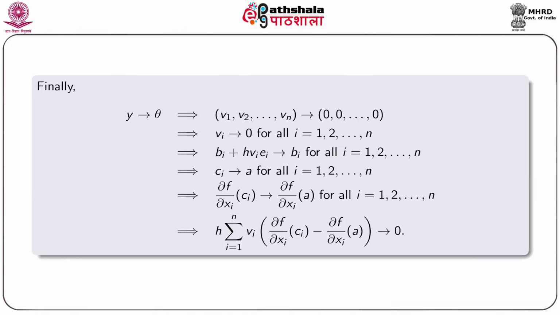Now, if y tends to the origin, then v tends to the origin. Therefore, the n-tuple (v₁, v₂, ..., vₙ) tends to (0, 0, ..., 0), that is vᵢ tends to 0 for each i. So, bᵢ + hvᵢeᵢ tends to bᵢ, and hence cᵢ tends to a for each i, that is ∂f/∂xᵢ at cᵢ tends to ∂f/∂xᵢ at a, because of the continuity of ∂f/∂xᵢ at a. This implies h times the summation of vᵢ [∂f/∂xᵢ at cᵢ − ∂f/∂xᵢ at a] tends to 0.